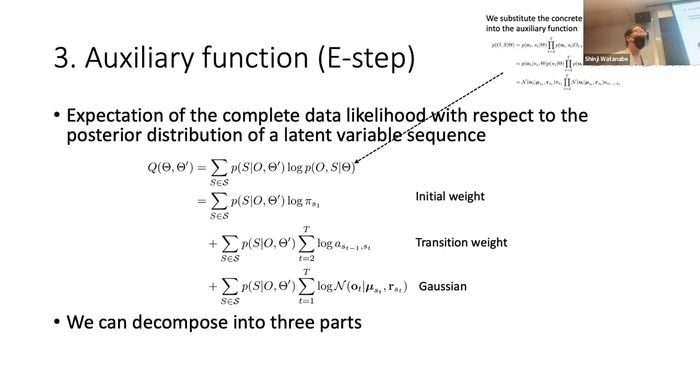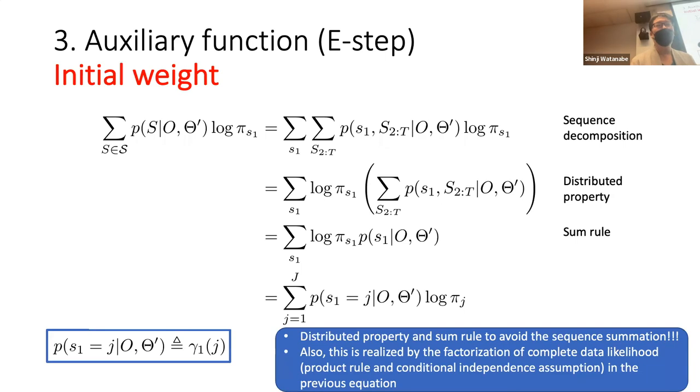Okay, can we solve this one? It is still not easy because we have a summation over sequence. So let's try to avoid this one. First, the initial weight. Basically, I will use three methods: sequence decomposition, distributive property, and sum rule.